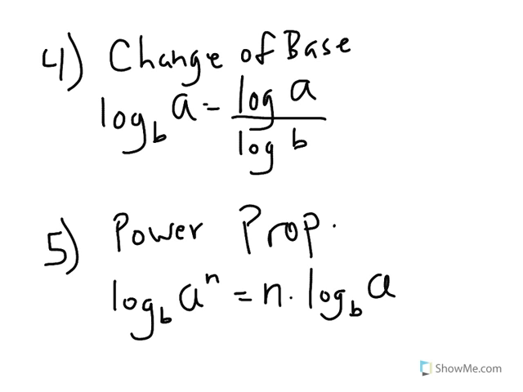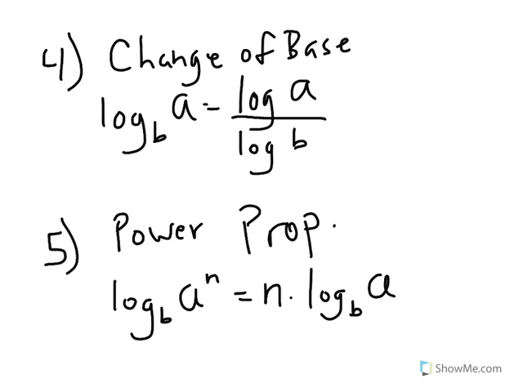And the other 2 properties that we have are the change of base property and the power property. The change of base property says that the log base b of a is equal to the log of a divided by the log of b. Now notice in this case I'm changing them to a base of 10. That's why I don't have the base written there, because with the base of 10 you don't need to write the 10. However, you could put any base in there.